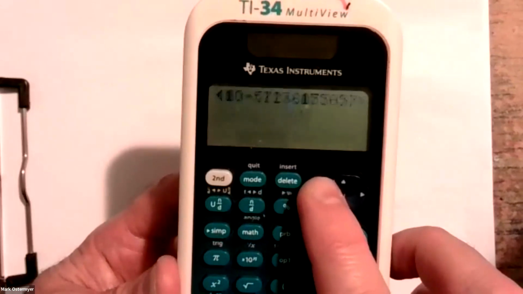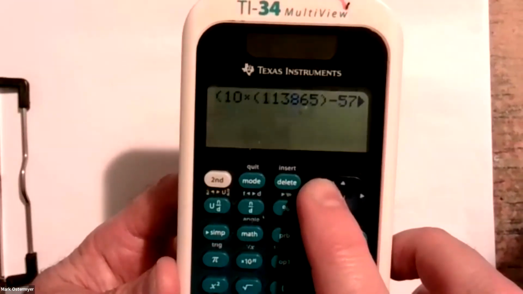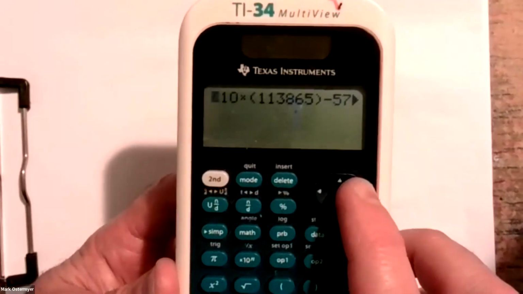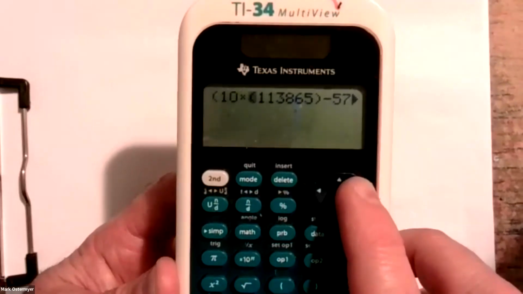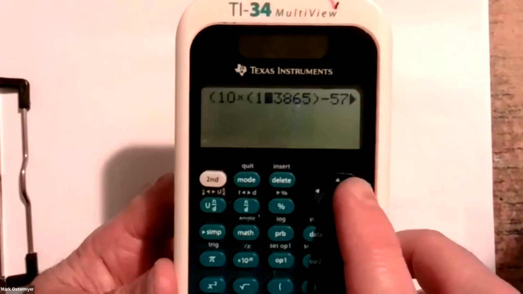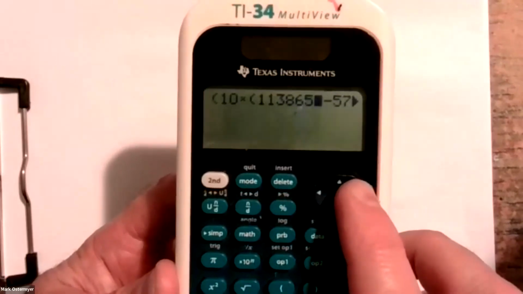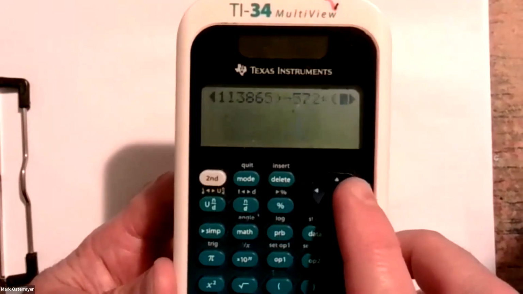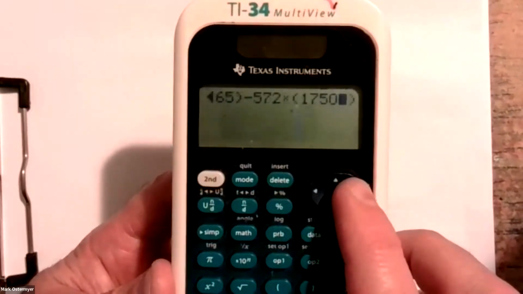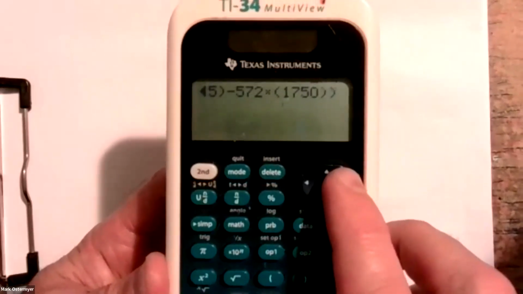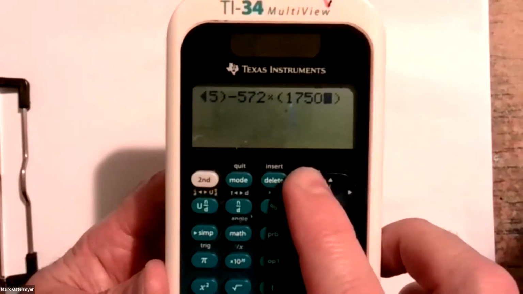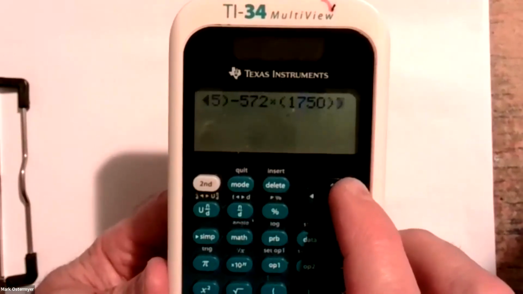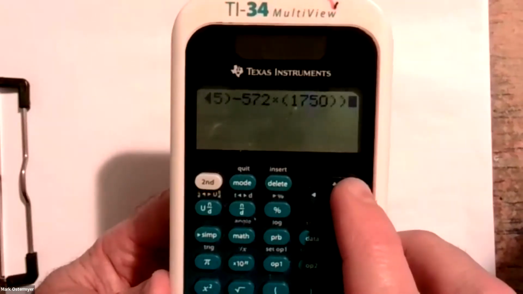Notice the parentheses that I'm using here. For every open parenthesis, you eventually have to have a closed parenthesis. This is the open parenthesis which will be closed at the very end. This is an open parenthesis just to contain this 113,865, so I must close it off immediately right here. Minus 572 times my open parenthesis just to enclose this number, 1,750. And then I close it off, and then I have an overall closed parenthesis, which closes off the initial open parenthesis I put to begin to type my numerator. Now I say divided by.